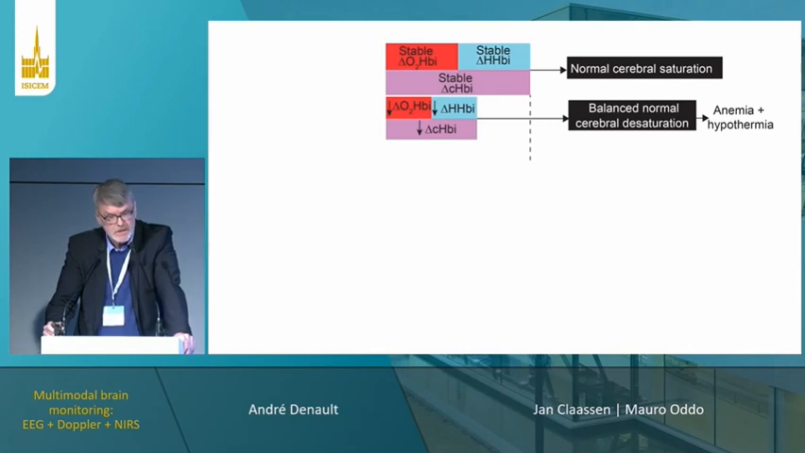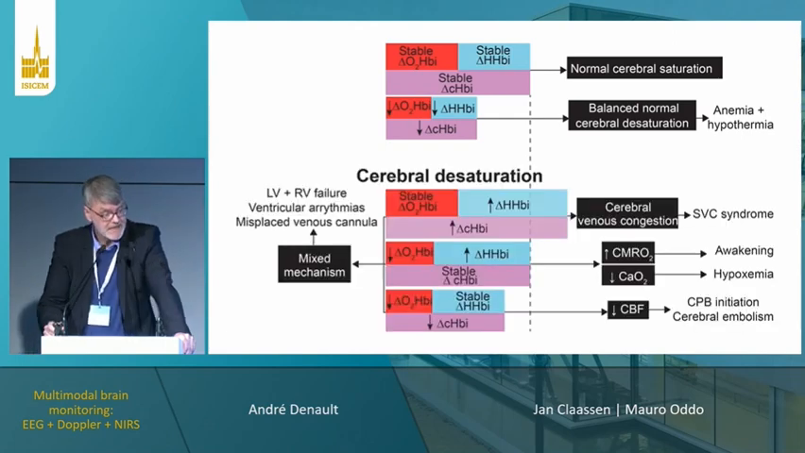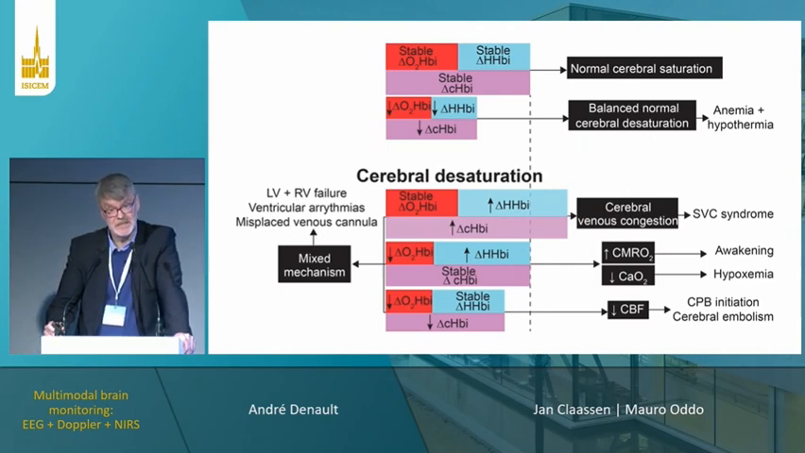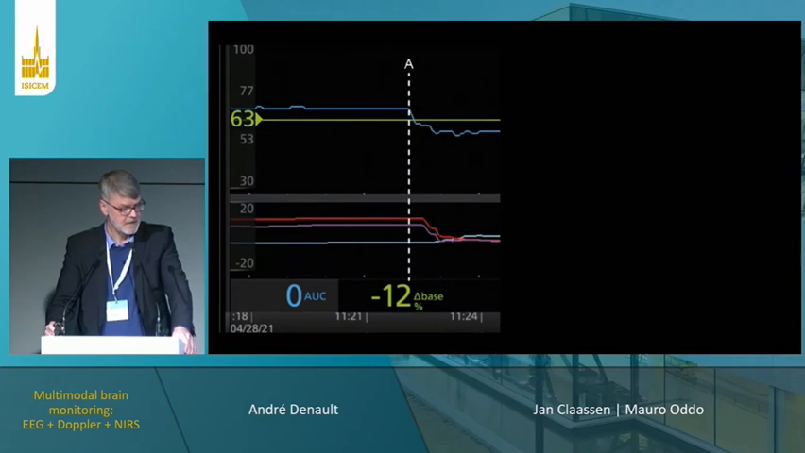And basically you have a normal value when there's no change in your oxy and your deoxyhemoglobin, or sometimes you may have a normal value when all these elements are proportionally reduced. Brain desaturation will occur if you have an increase in your total hemoglobin from an increase in the venous, or a decrease in your total hemoglobin, or basically no change in the total hemoglobin, but an increase in the deoxyhemoglobin.